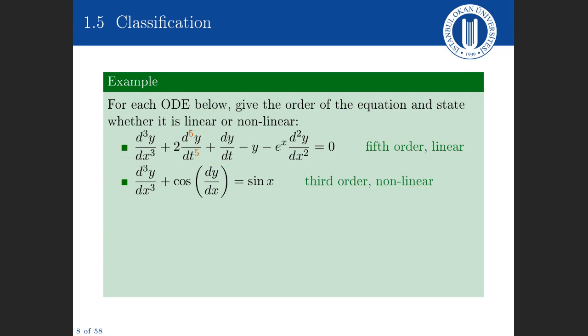Why is it non-linear? Because we don't just have a derivative of y on its own. Instead, we have cos of dy dx. And we know that the graph of cos is not a straight line. The graph of cos goes up and down. So this is a non-linear equation. We can't have any functions of y or derivatives of y. We can only have complicated functions of the independent variable, which in this equation is the x.